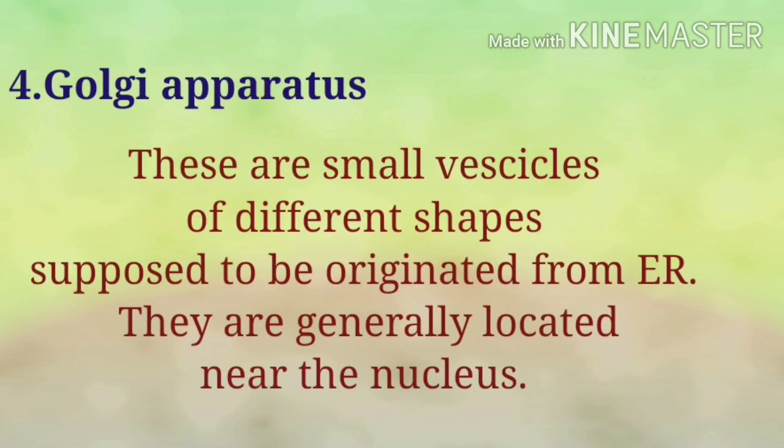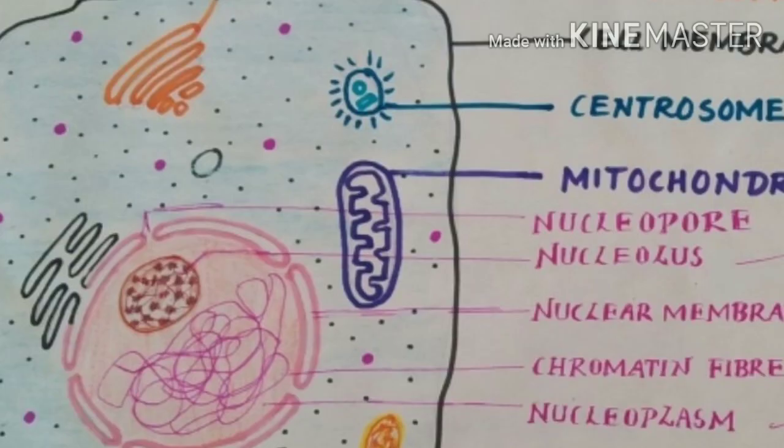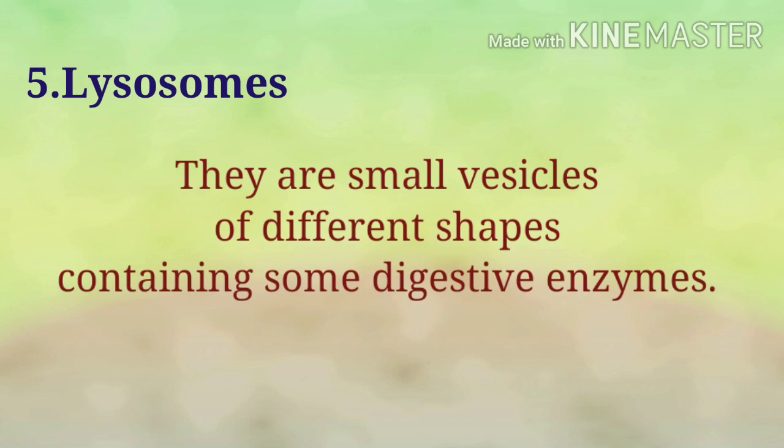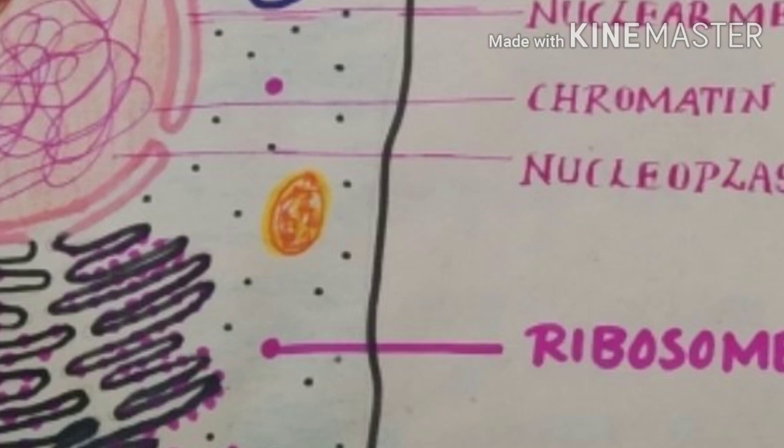The Golgi apparatus are very small vesicles of different shapes which are supposed to be originated from the endoplasmic reticulum, and they are generally located near the nucleus. The lysosomes are small vesicles of different shapes containing some digestive enzymes. These enzymes destroy and digest foreign substances around them.